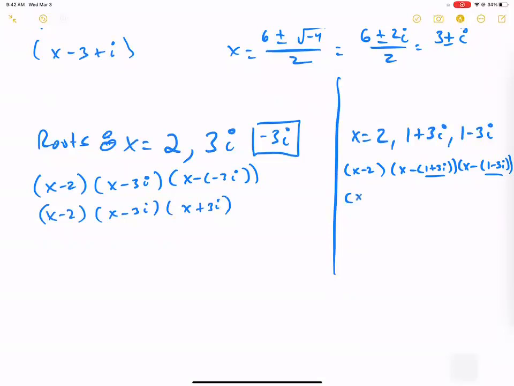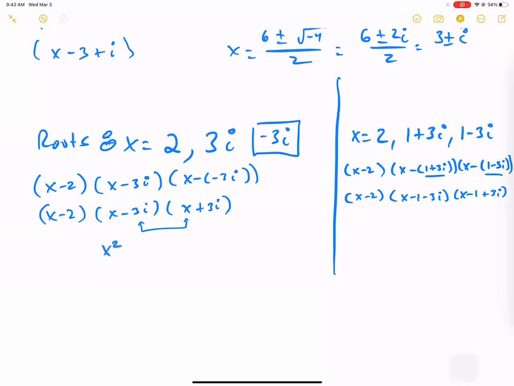So this would be x minus 2. And we have x minus 1 minus 3i and x minus 1 plus 3i. And now we just have to multiply everything together. Do not multiply the real and the imaginary. Do not do that first. Always multiply the imaginaries together, because we know stuff is going to cancel out. So let's go and multiply this.